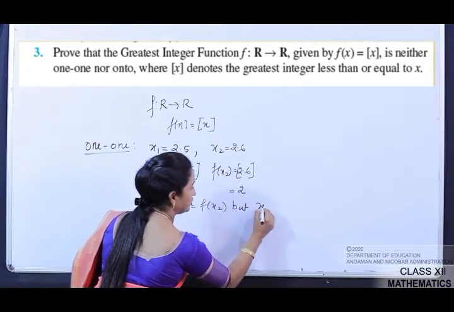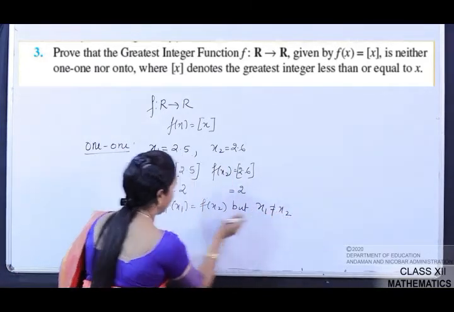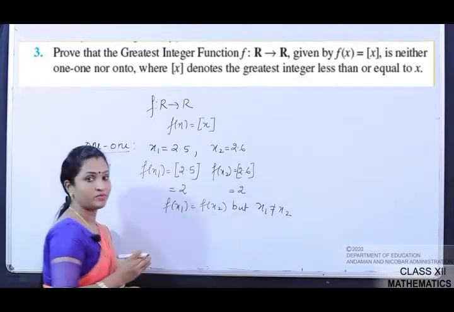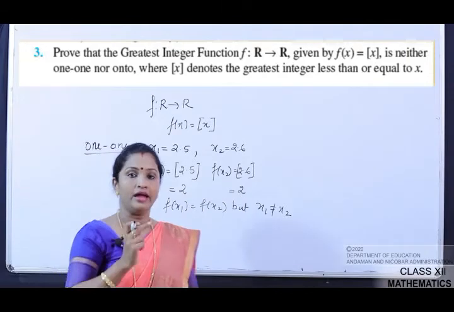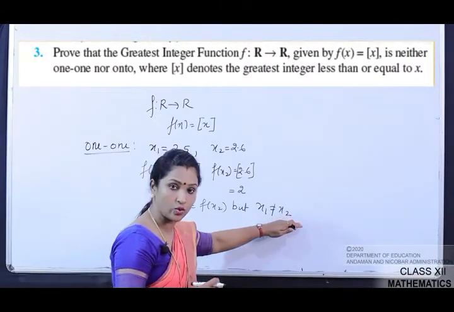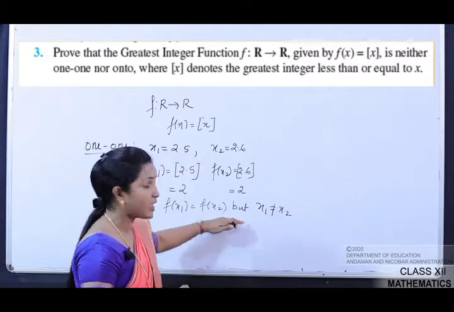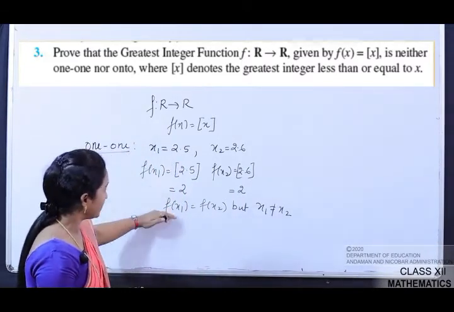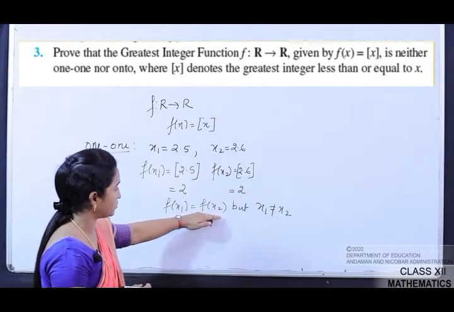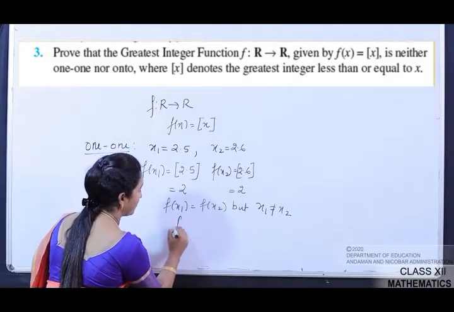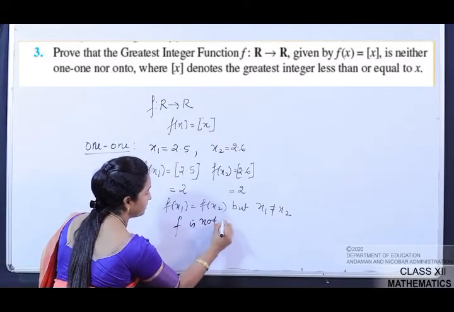No, they are not equal. Okay, so f(x1) is equal to f(x2), but x1 is not equal to x2. But 1-1 में कैसे प्रूफ करते हैं? f(x1) is equal to f(x2) implies x1 is equal to x2, अगर होगा तो वो 1-1 होगा. But हमें यहाँ प्रूफ करना है कि it is not 1-1. So that means you can say that from this example f(x1) is equal to f(x2), but x1 is not equal to x2. Hence you can say that the function is not 1-to-1.